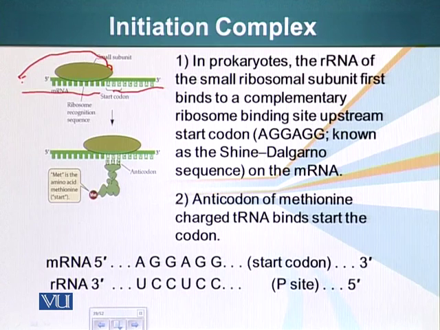These are specific sequences on all messenger RNAs that have the information that allows the small subunit to bind it and initiate the process. In the case of prokaryotes, that sequence has a name: the Shine-Dalgarno sequence.